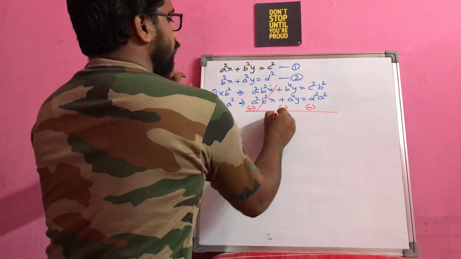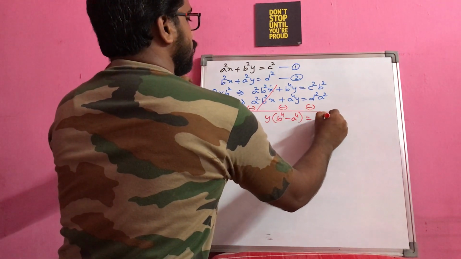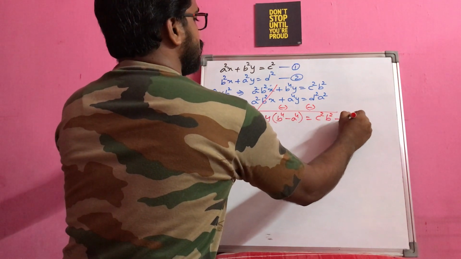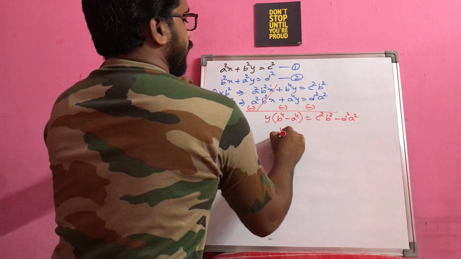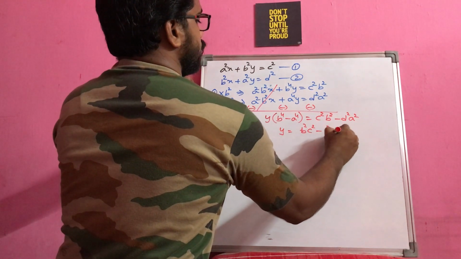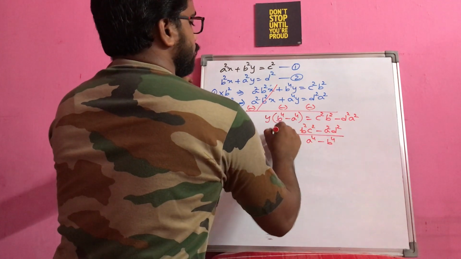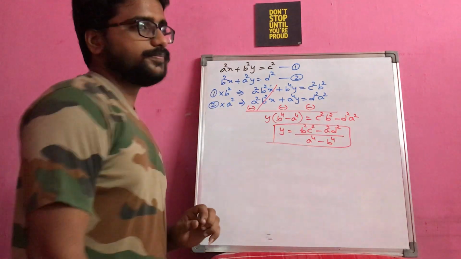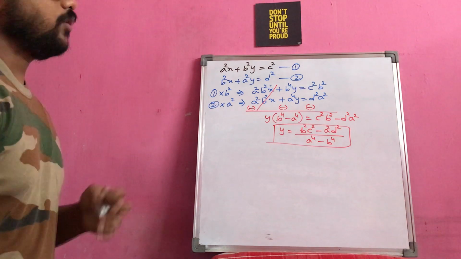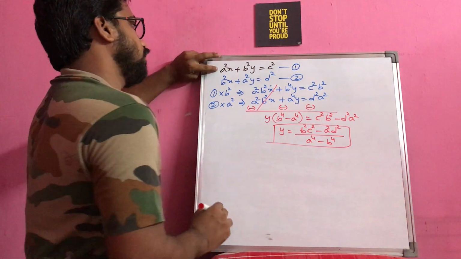From these two, if I take y common, I will get b power 4 minus a power 4 is equal to c square b square minus d square a square. So the y term will become b square c square minus a square d square divided by a power 4 minus b power 4. This is the one. Now you have to find the value of x, so substitute here to get the value of x.